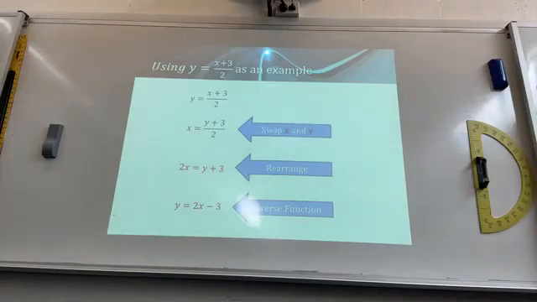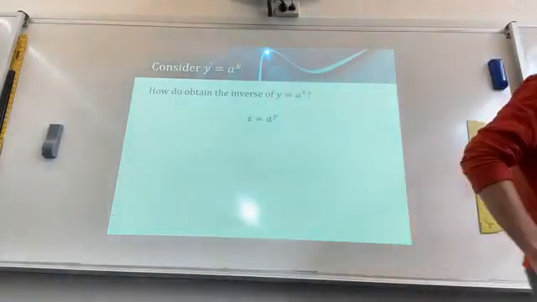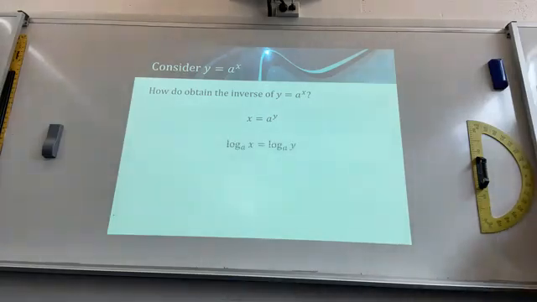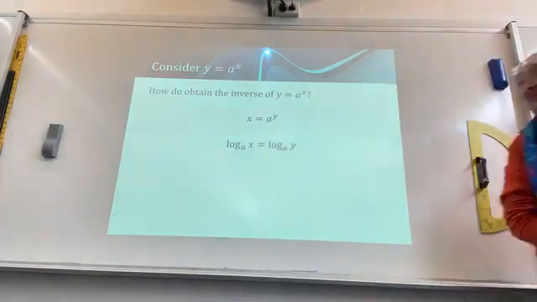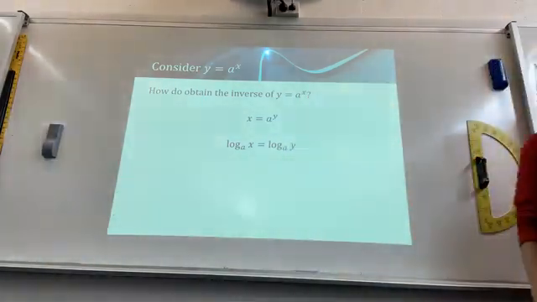Now, I'm going to relate this to your exponential function. How do we obtain the inverse of the exponential function? Log both sides. Before that, if I use the previous way of doing it, I can swap y and x and then take the log of both sides. So swap first and then take the log rather than take the log first.